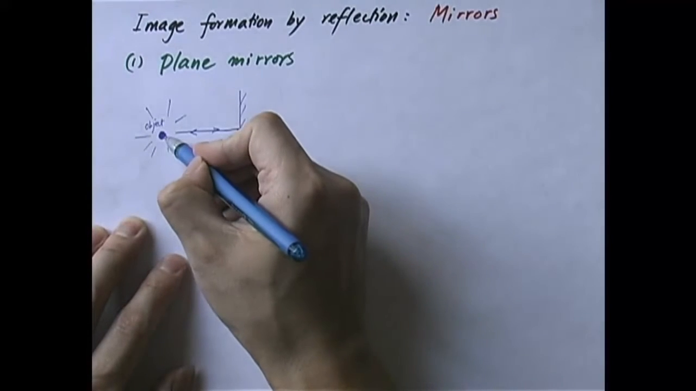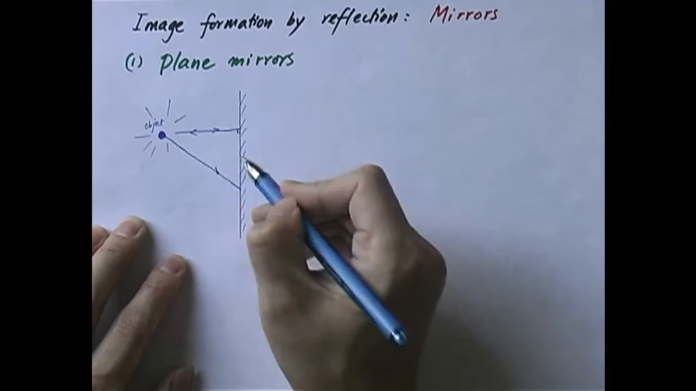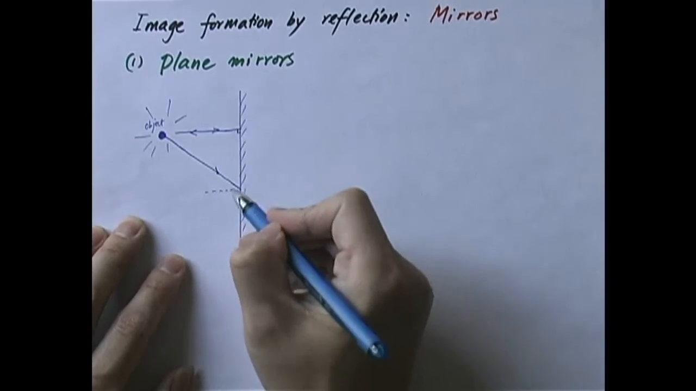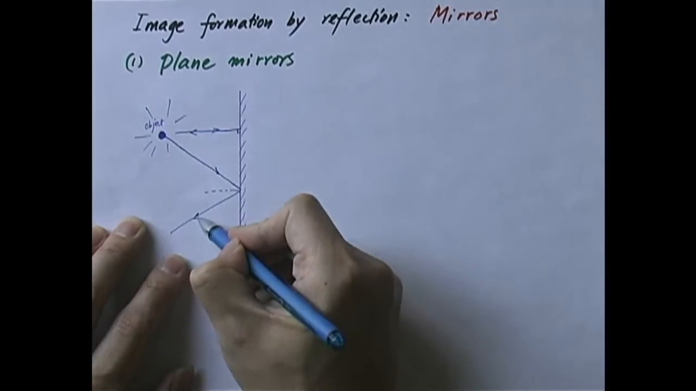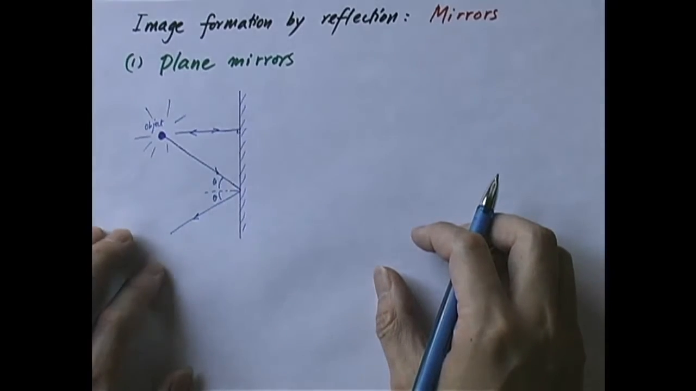Another one, say a light ray like this. What is this light ray going to do? Well, it's going to be reflected like this. And these two angles, theta and theta, must be the same. That is the law of reflection.